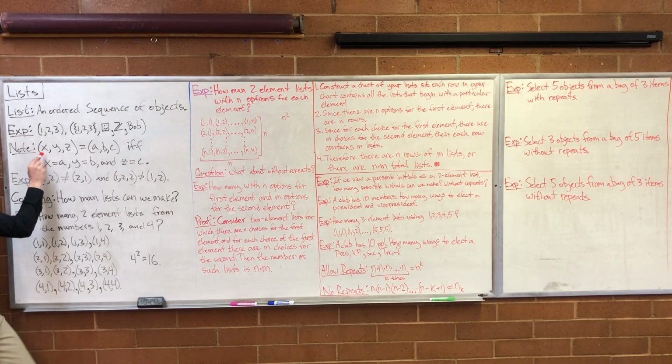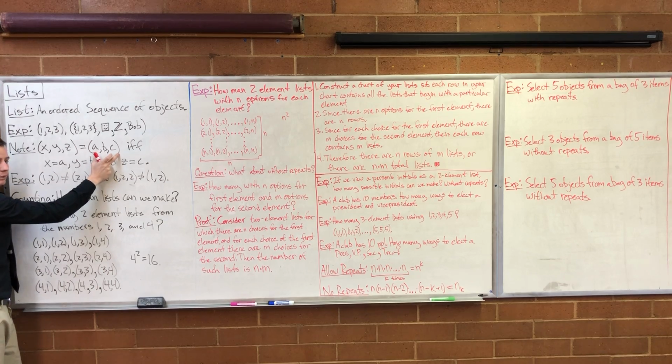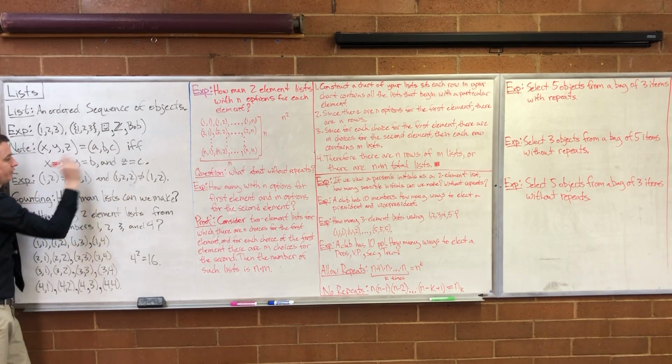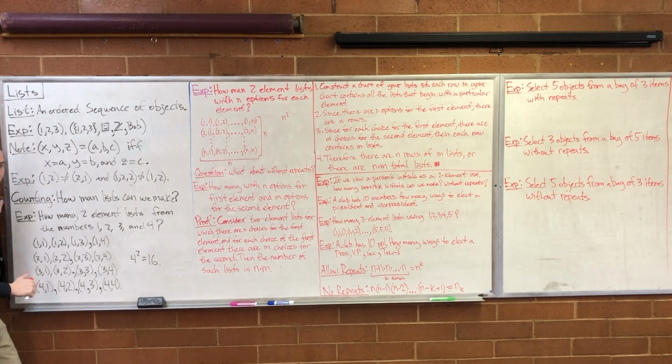When we have a list, x, y, z, this list is equal to the list a, b, c, if and only if x is equal to a, y is equal to b, and z is equal to c. If you feel like I just keep saying the same thing over and over again, good, you're getting it. Okay? Make sense? All right, so let's see that in action.